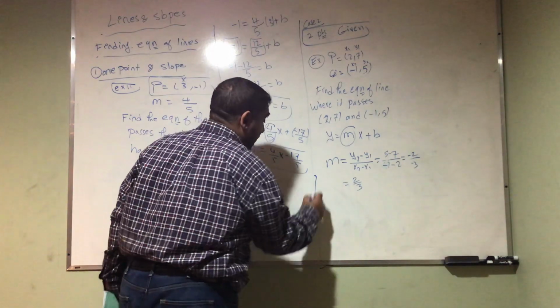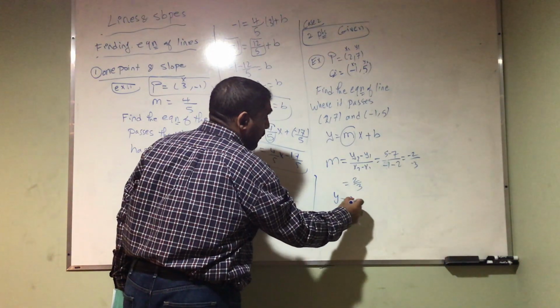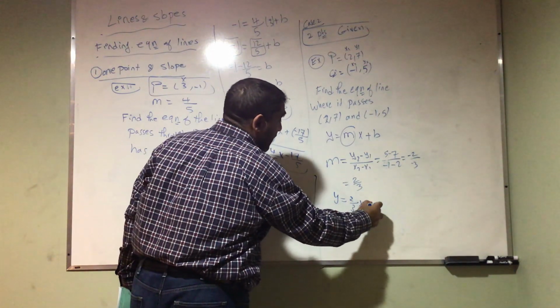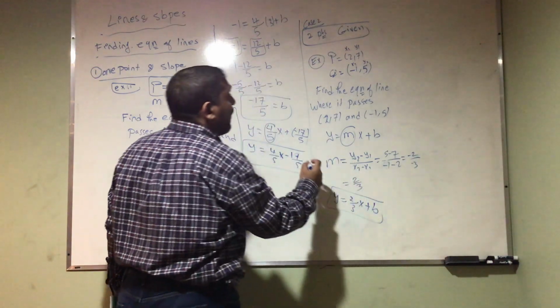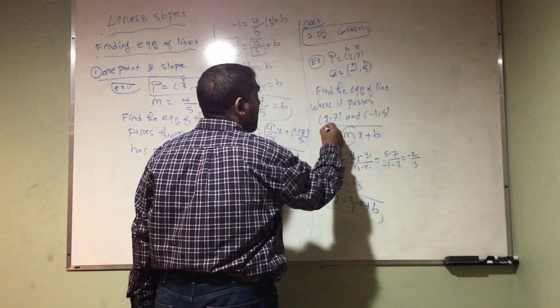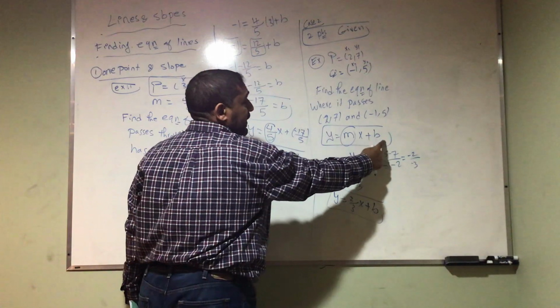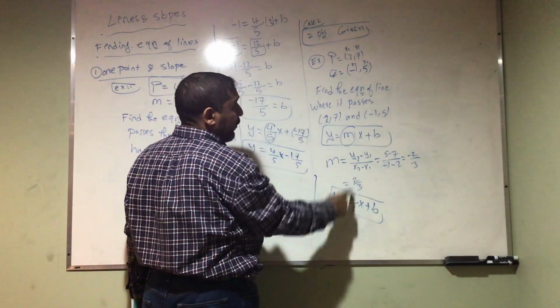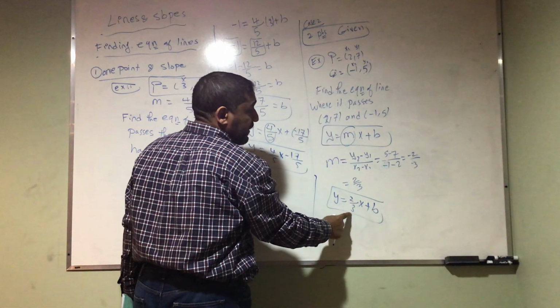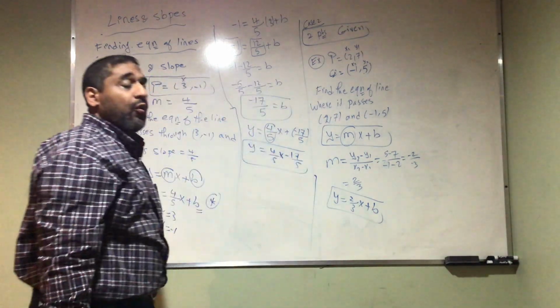So the equation of the line here, guys, it should be y equal 2/3 x plus b. So that is the equation of the line. Where is the equation of the line? Here, mx plus b. I figure out m from using those 2 points. I put it here. So now I need to get the y-intercept.